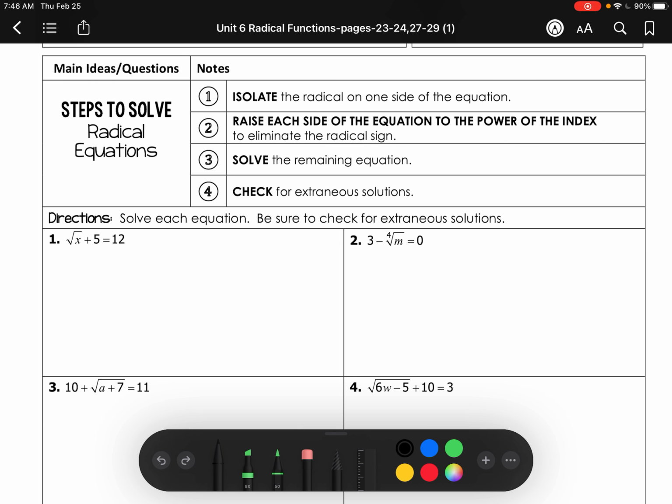All right, so as soon as you finish your graphing radical functions worksheet, you should move on to this, solving radical equations. If you don't have the worksheet, you can ask the sub. The sub should have them.